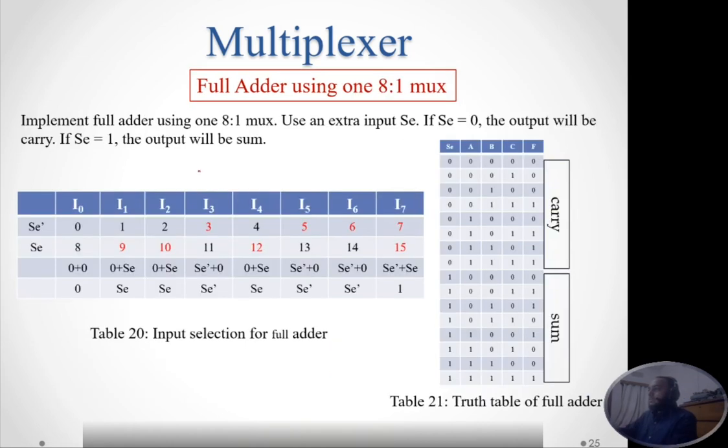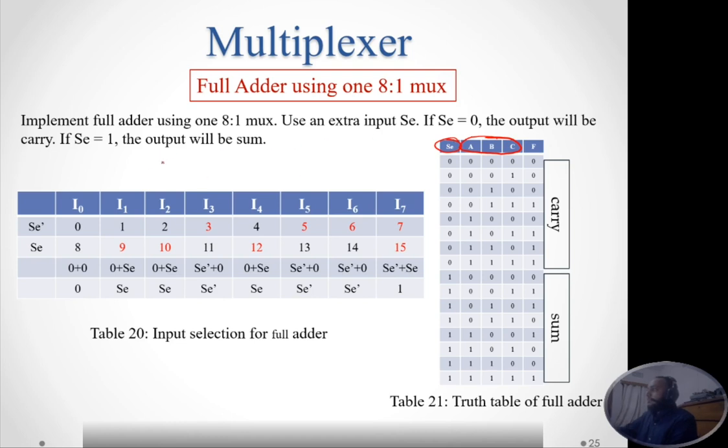We can implement full adder using 8:1 mux. Let's see how. In full adder we have 3 inputs, but now we will use an extra input which is SE. When SE is 0 we want our output as carry, and when SE is 1 we want our output as sum. We will use the inputs A, B and C as the selection inputs of 8:1 mux, and we will use SE as the inputs of 8:1 mux.